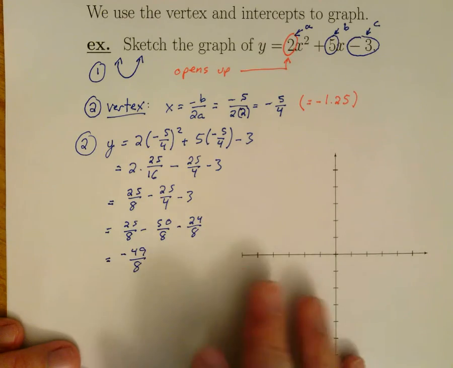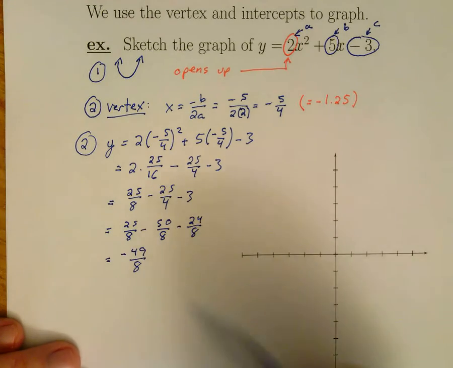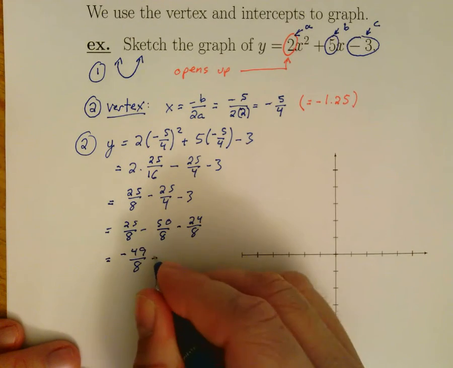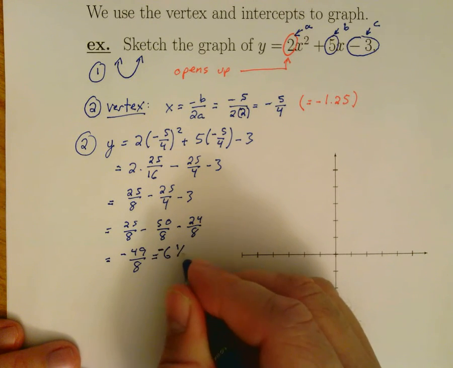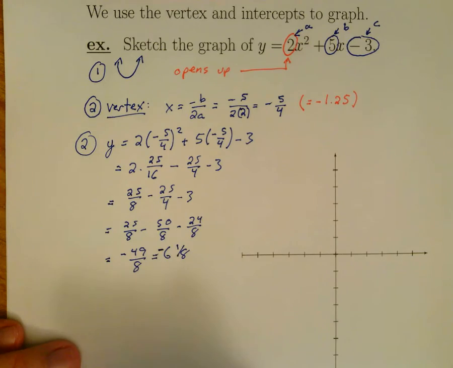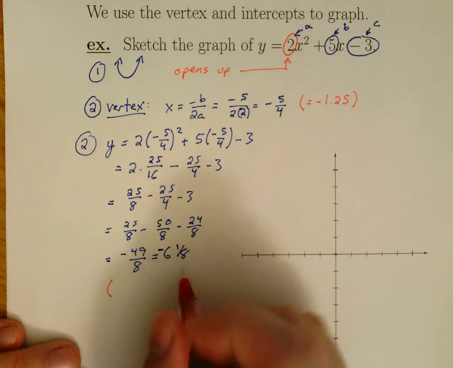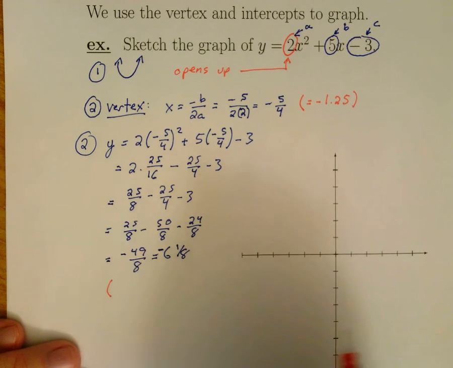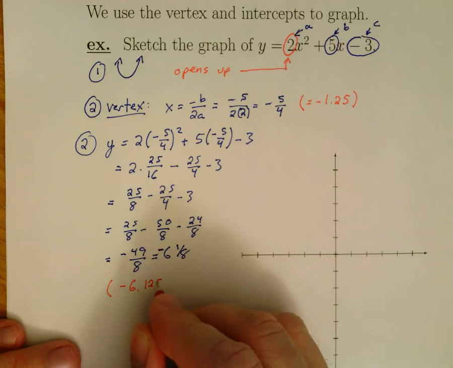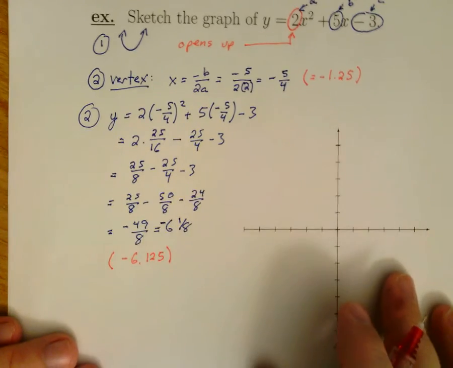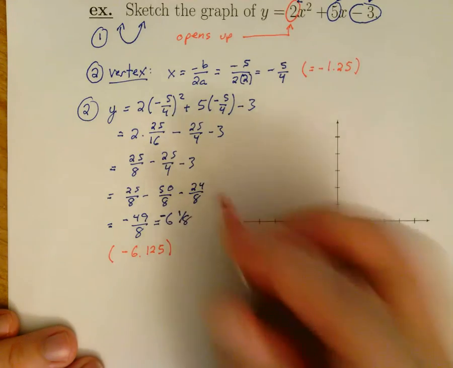Now again, this is what you would leave on the test or anything like that, but because I want to graph it, I'm going to have to rewrite this in a different way just so I can see it. I'll write it as a mixed fraction first. It's negative 6 and 1/8. Remember, 1/8 is 0.125, so that's negative 6.125.